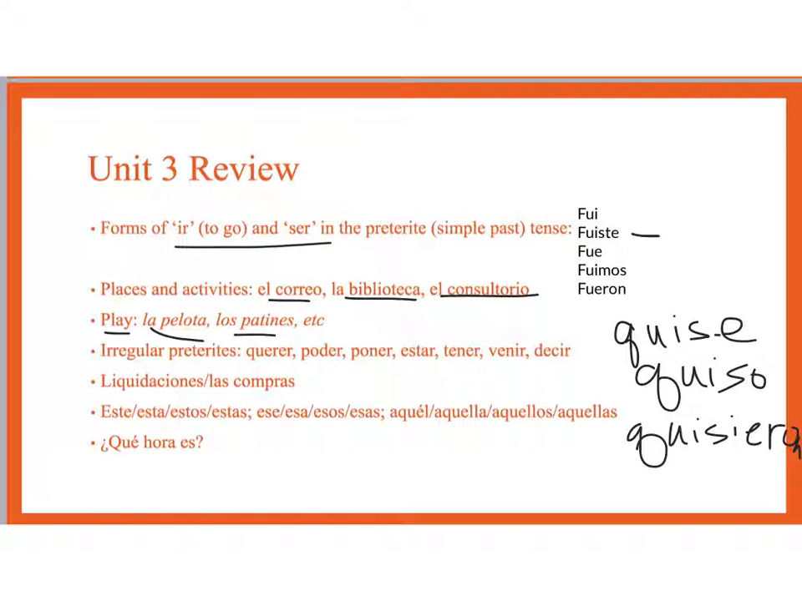Okay, next one is poder, and it will follow this same pattern, but of course you have a change in the stem. So it becomes pude, and then it's just the same endings. Pude, pudiste, pudo, pudimos, pudieron. All right? Poner becomes puse, pusiste, puso, pusimos, pusieron. They all have the same endings. You just have to remember the stem. Pude versus puse versus quise.